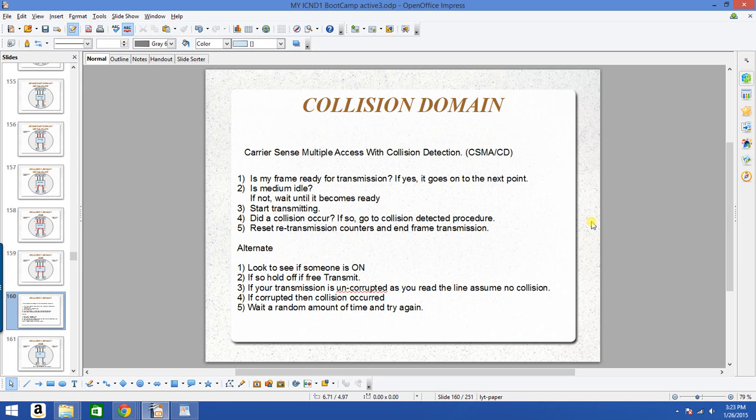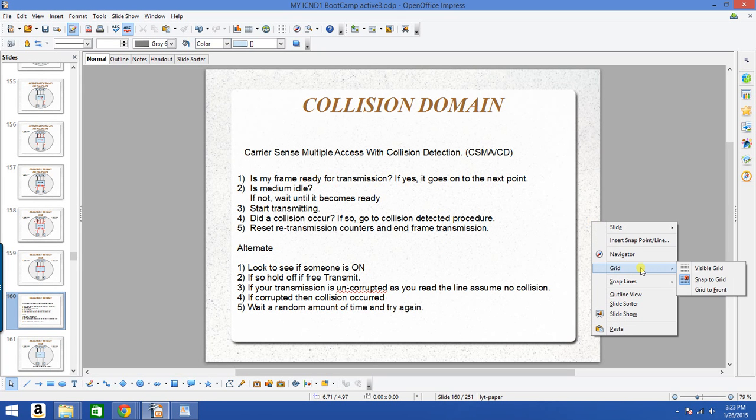Okay, this is Andrew. In the last video, we left off with a collision domain and the problems caused by collision, that it corrupts the data. So a solution is carrier sense multiple access with collision detection. And we started to discuss this.